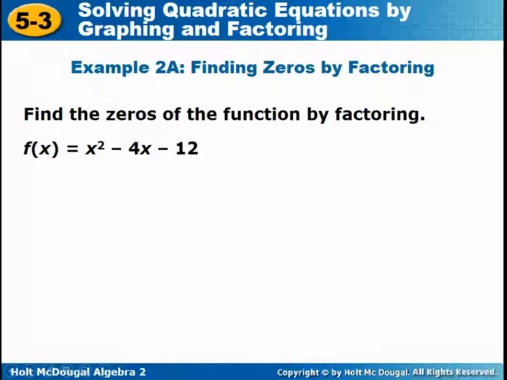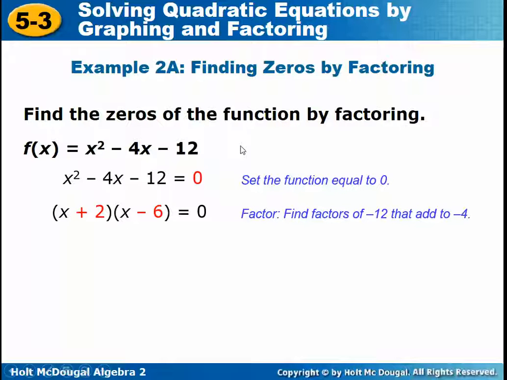All right, we're going to find the zeros of this function by factoring. So how do we do that? First, we are going to figure out when x squared minus 4x minus 12 is equal to 0. Then we are going to factor. So they already wrote the factors in here, but how would we find them?